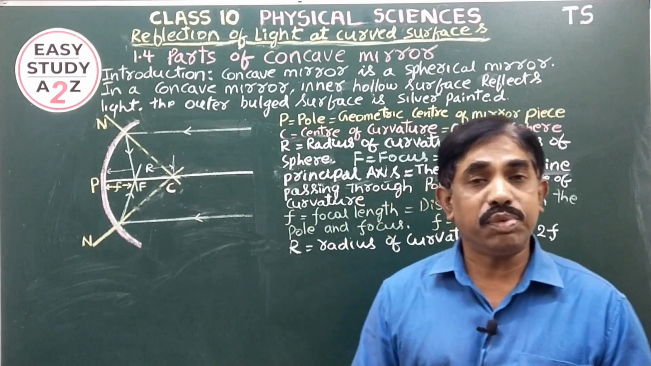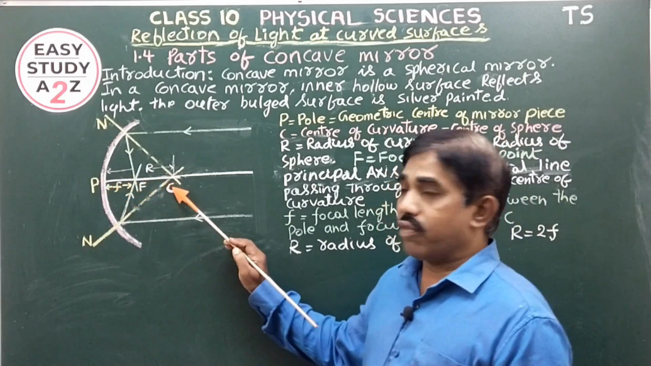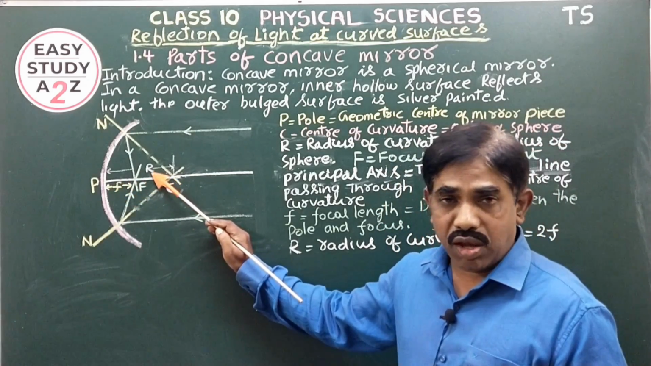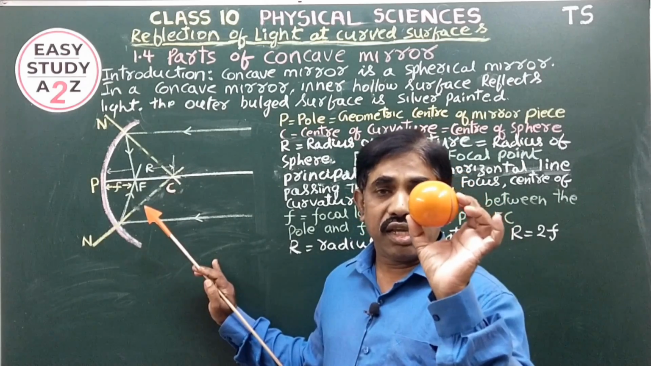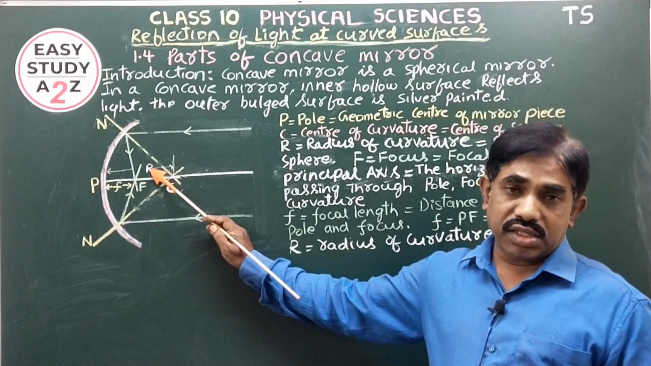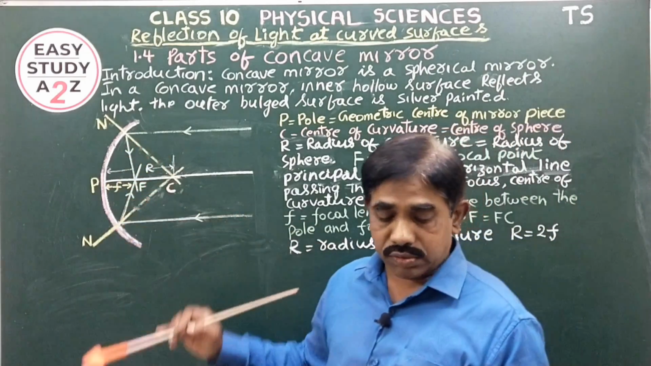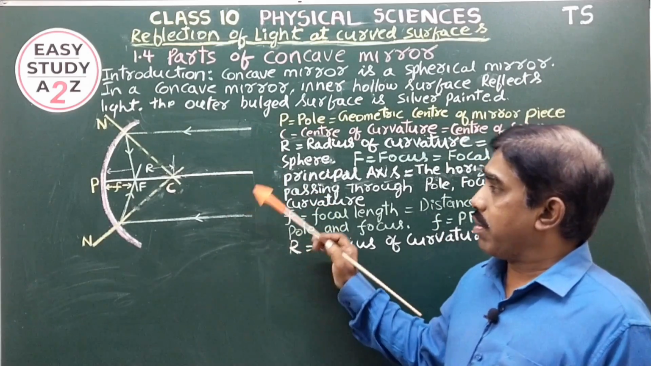Now the distance between P and C is called the radius of curvature, or R. It is represented by R. Now a sphere will have a radius and this radius is R, and this is from P to C, it is the radius of curvature.